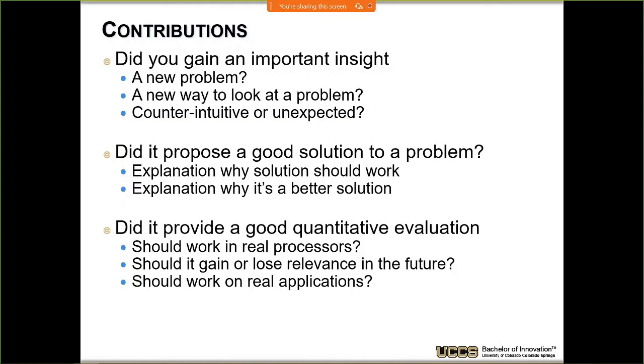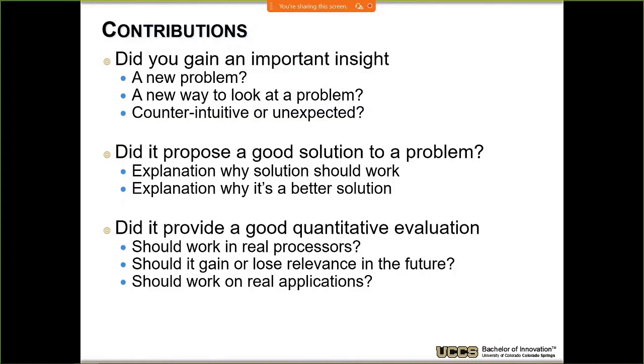Did it propose a good solution to a problem that's sort of out there? The explanation should explain why it works and why it's a better solution. The latter part is often what's lacking. They don't show why it's a better solution. Did they have a good quantitative evaluation? So new insights, a new problem may not have as good a quantitative evaluation, but if they're trying to say, is it better than somebody else, then they have to have a good enough evaluation.